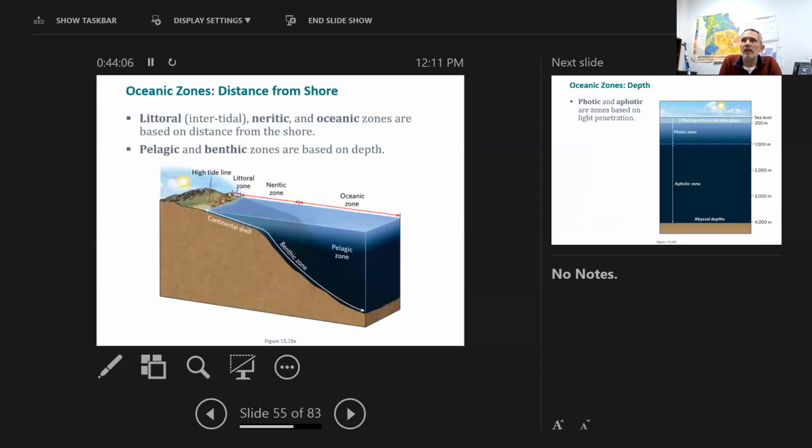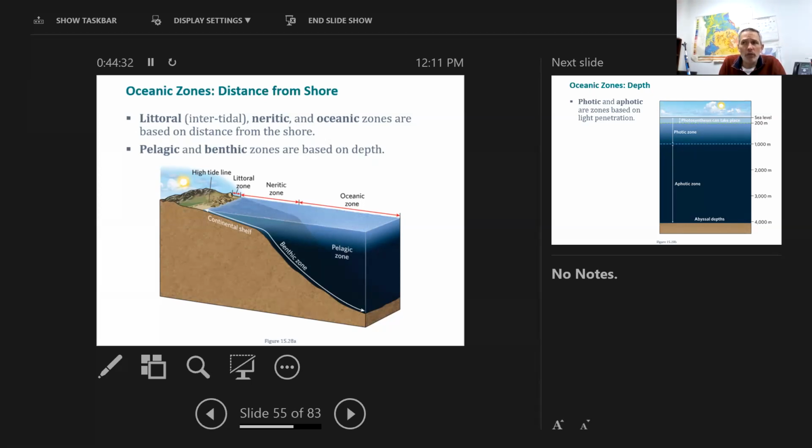So when we start looking at these areas on the ocean, we have different parts of the water that we can look at. One area that is a very, very harsh environment is known as the littoral zone or the intertidal zone. This is the area between high tide and low tide. We'll talk more about tides here in a few chapters. And then we have the neritic zone.